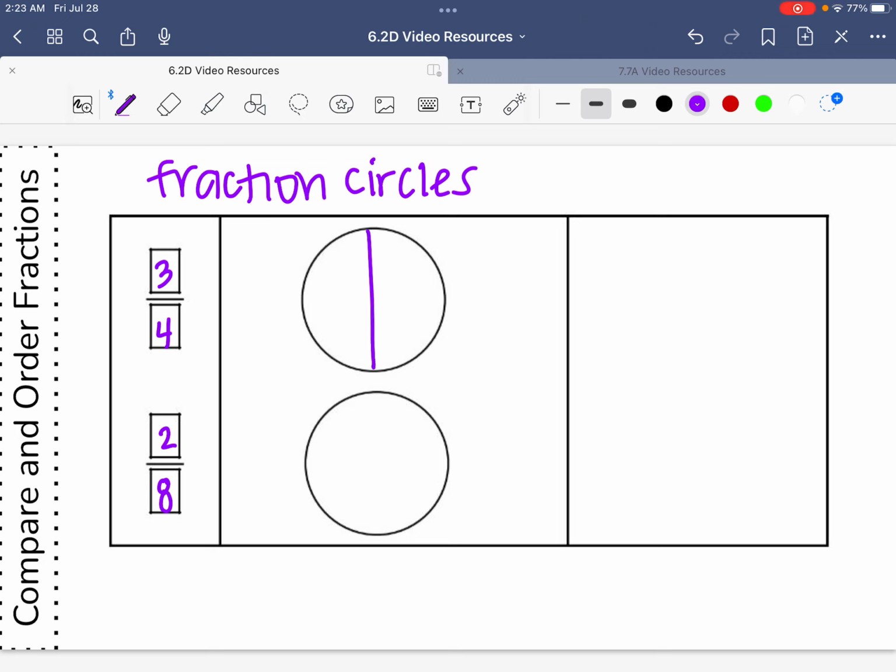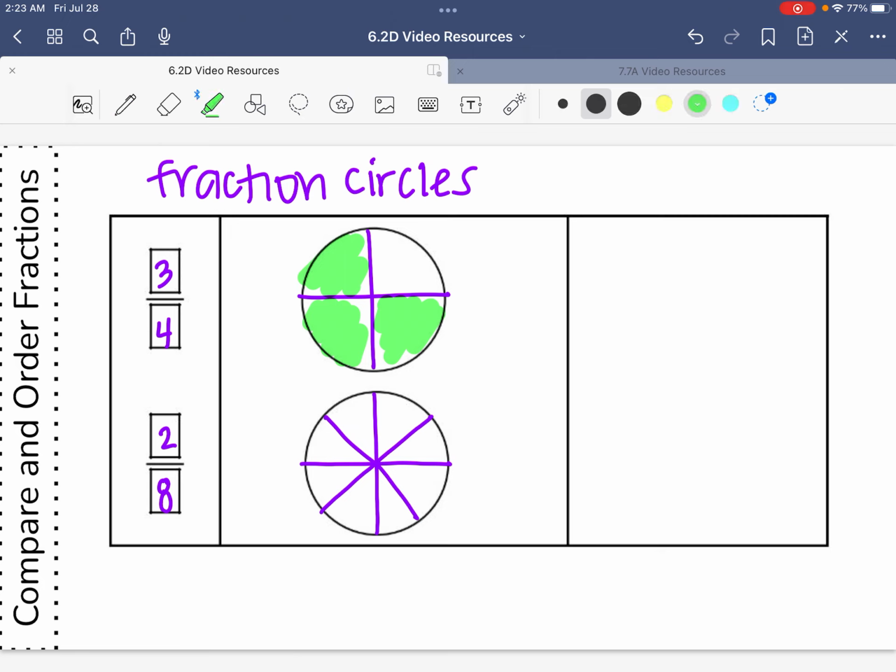So I'm going to cut the circle into 4 pieces, and I'm only going to shade 3 of them. And then 2/8, that tells me that is 2 out of 8. So I'm going to cut the circle into 8 pieces. And this time I am only going to shade 2 of them.